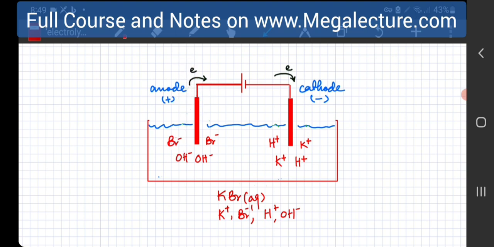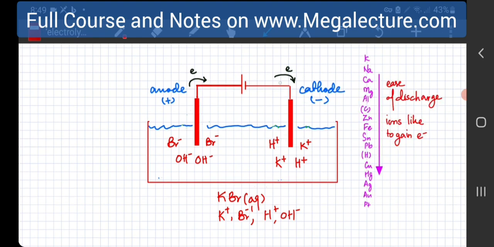Now, the next thing that's going to happen is that somebody at the cathode would gain electrons. The electrons are coming in. So the electrons are either going to go to K+1 or they will be gained by H+1. So who's going to end up gaining electrons? We're going to look at our reactivity series. So we've got K, which is right at the top, over here. And we've got H, which is somewhere over here towards the bottom.